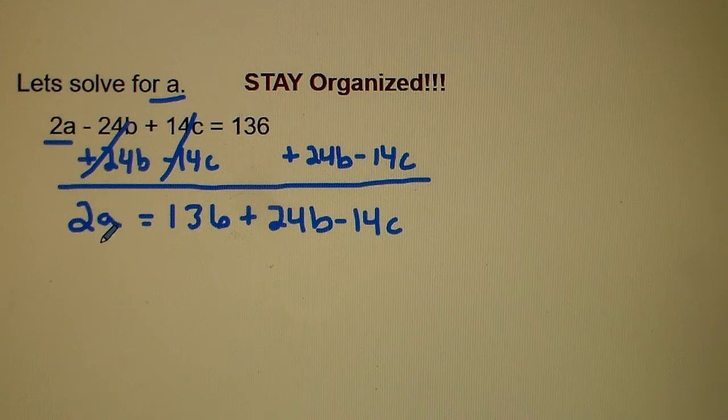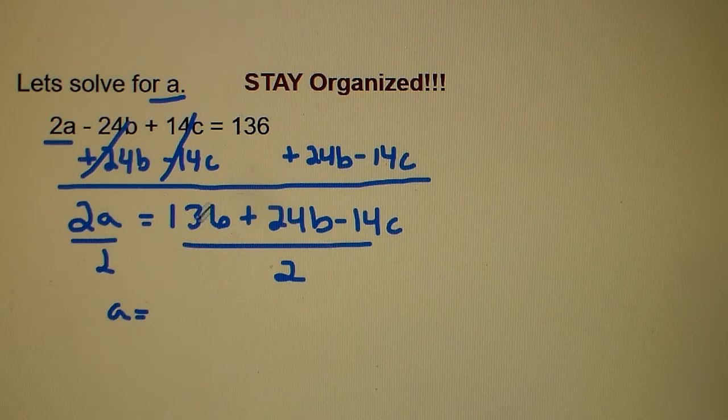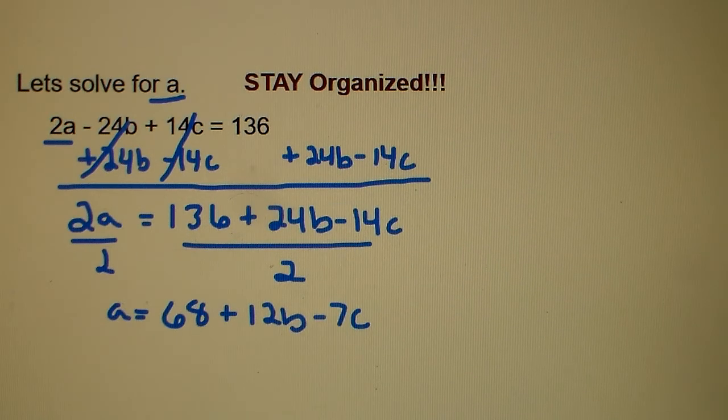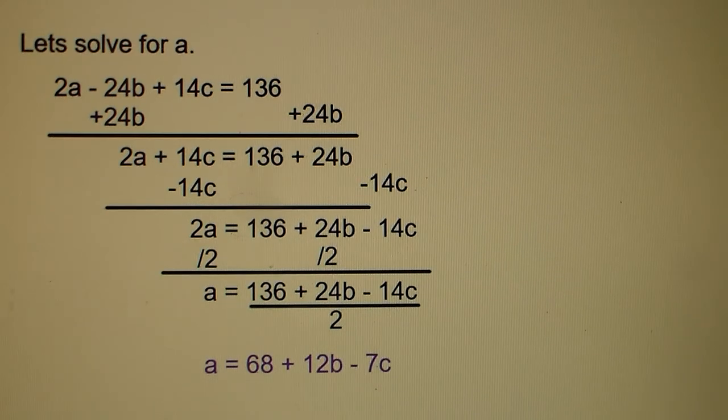Now our goal once again is to get a by itself, so we divide by 2. So we're going to get a equals 136 divided by 2, and that gets you 68. Plus 24b divided by 2 gets you 12b. And negative 14c divided by 2 is negative 7c. Clean it up a little bit. There you go.